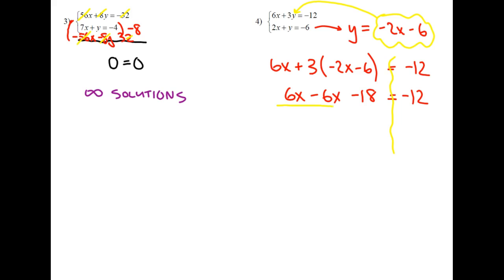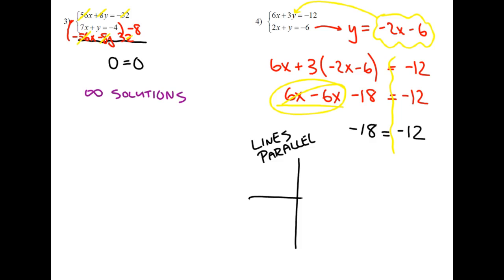Okay, these are going to cancel out. I see that. Watch that. Those are going to be 0. So now I'm left with negative 18 is equal to negative 12. What? What is that all about? What does that mean? Well, I'll tell you what that means. That means that those lines, if you graph them, are parallel lines.